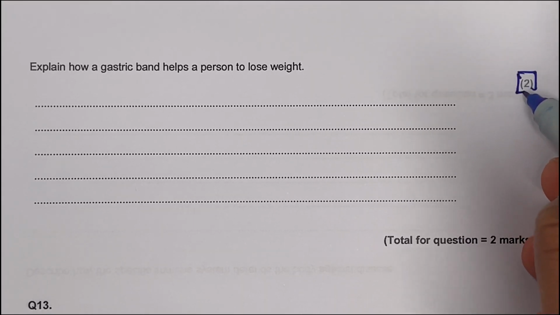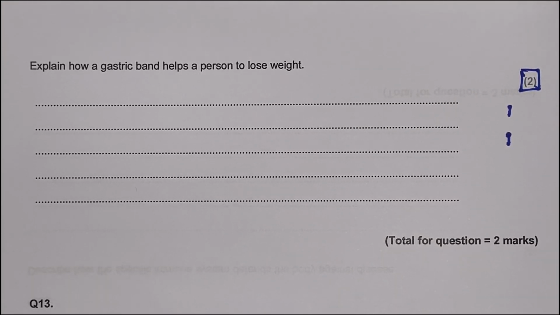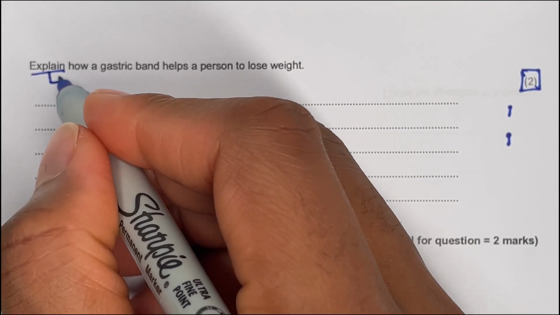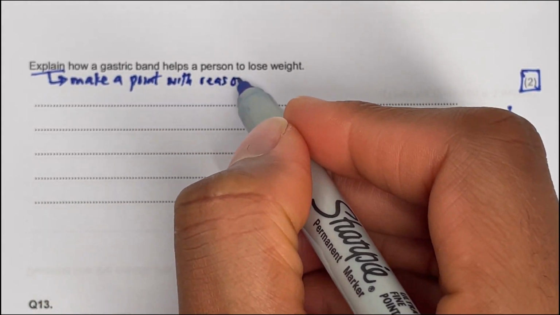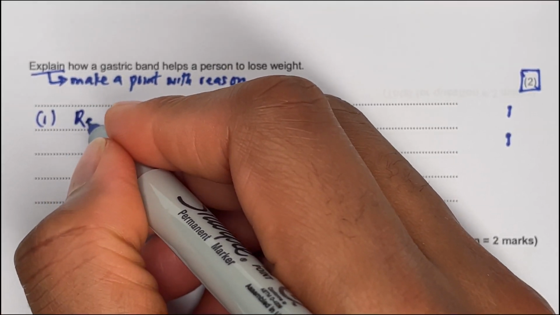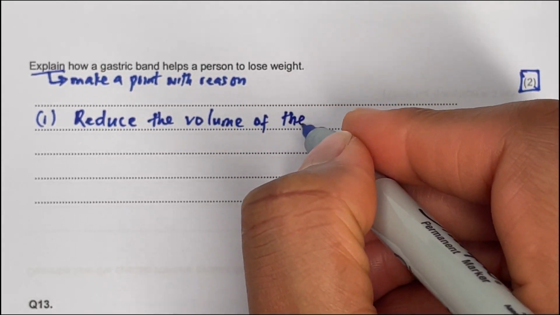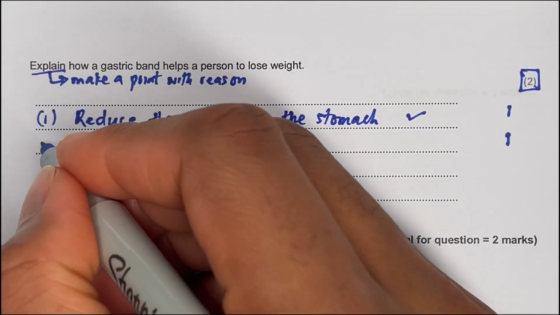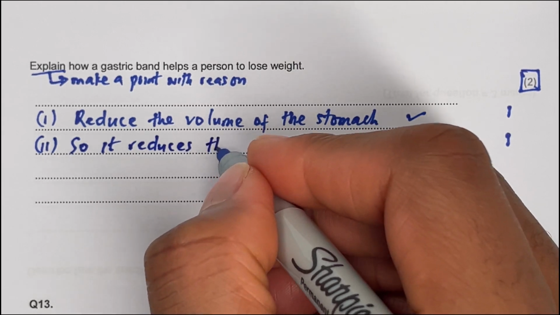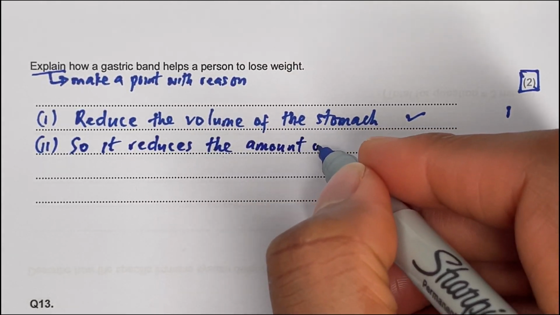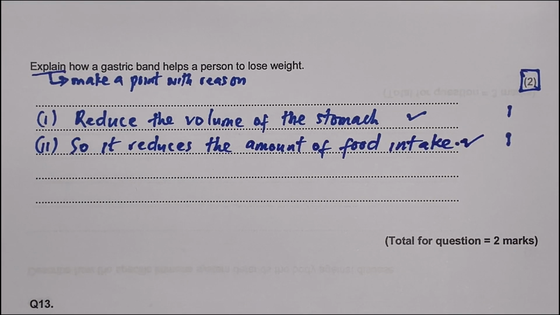Step 1, the question is 2 marks, so I need 1 point and 1 point, so I need 2 points to get the 2 marks. Step 2, the command word in this case is explain, so I need to make a point with reason. It is fitted to the stomach to reduce the volume of the stomach. Now, the reason would be so it reduces the amount of food intake. So this is my reason. That gets me my complete 2 marks.